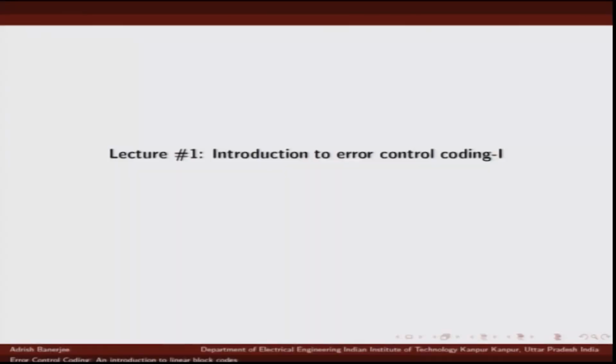In the introduction, as I said, we will talk about what coding theory is. We will illustrate with a very simple example how error correcting codes can be used for error detection and error correction.